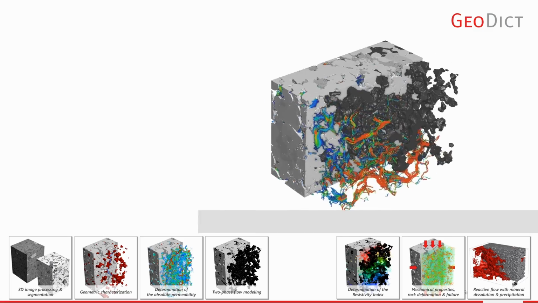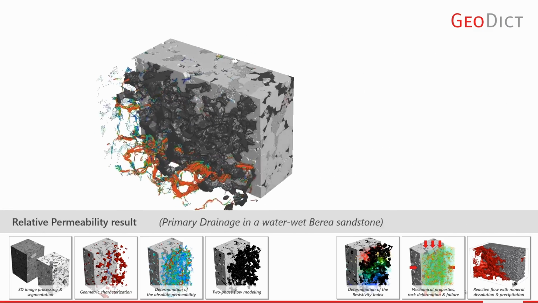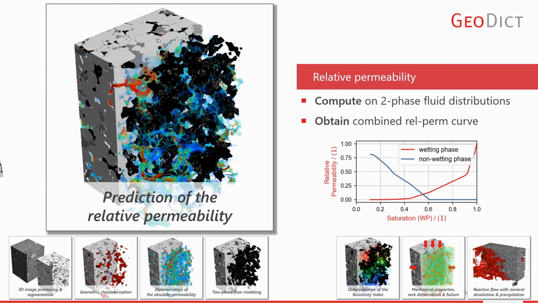This animation highlights computed velocities of water at an intermediate oil-water saturation of the aforementioned primary drainage. The velocities in this and further animations increase from blue to red color. GeoDict is capable of computing the relative permeability on the basis of a set of two-phase fluid distributions. And as a result, the combined relative permeability curve is generated for the digital rock at desired wettability.